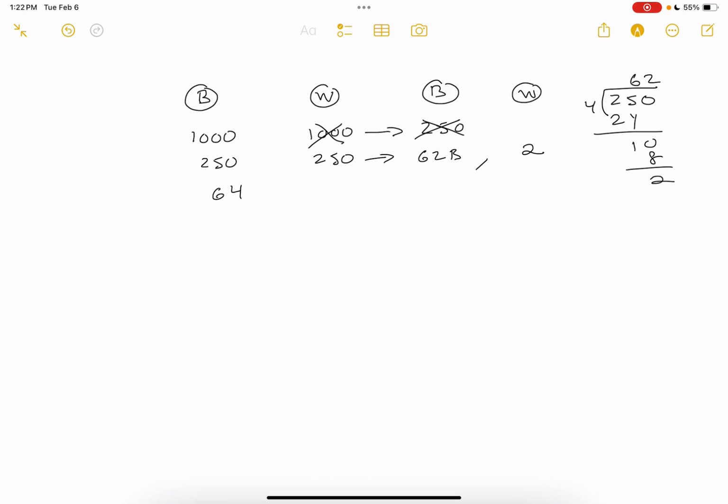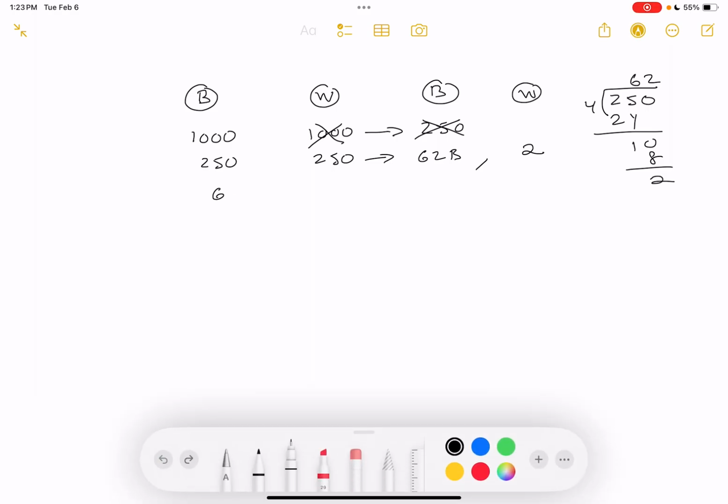So I have 62 bars now. Let me go backwards. I have 62 bars. Question is, I've got wrappers now, and remember there were 2 left over. So how many wrappers do I have now? I have 64. All right, I divide that by 4, I get 16. 16 what? 16 bars. How many wrappers do I have? 16 wrappers. How many bars do I get from that? 4.